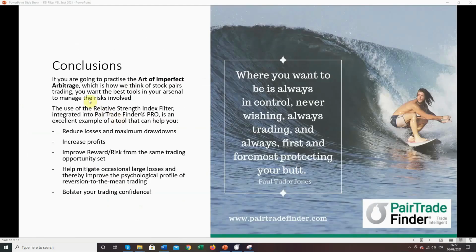So what's our conclusion? If you're going to practice the art of imperfect arbitrage, which is how we think of stock pair trading, you want the best tools in your arsenal to manage the risks involved. The use of the relative strength index filter integrated into your PairTrade Finder UA3 is an excellent example of a tool that can help you reduce losses and maximum drawdowns, increase the profits, improve your reward risk from the same trading opportunity set, help mitigate occasional large losses, and thereby improve the psychological profile of reversion to mean trading. And what does that mean? This will bolster your trading confidence.